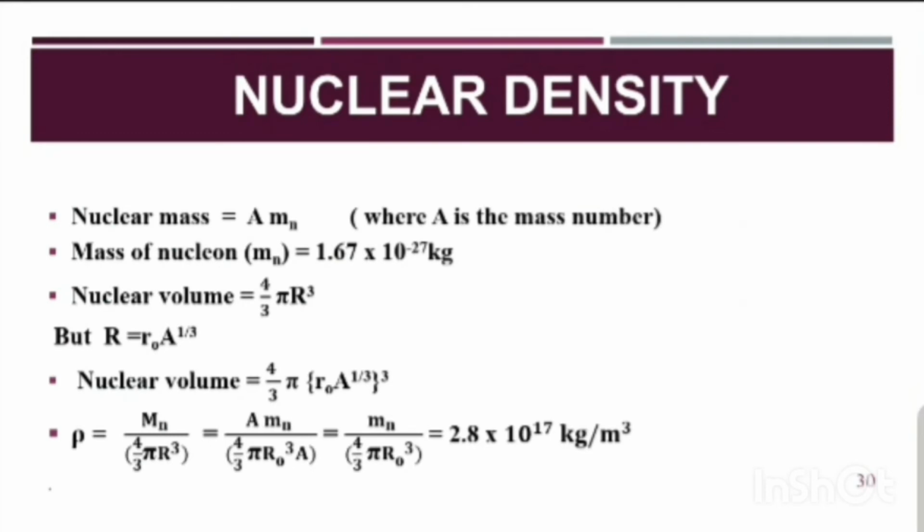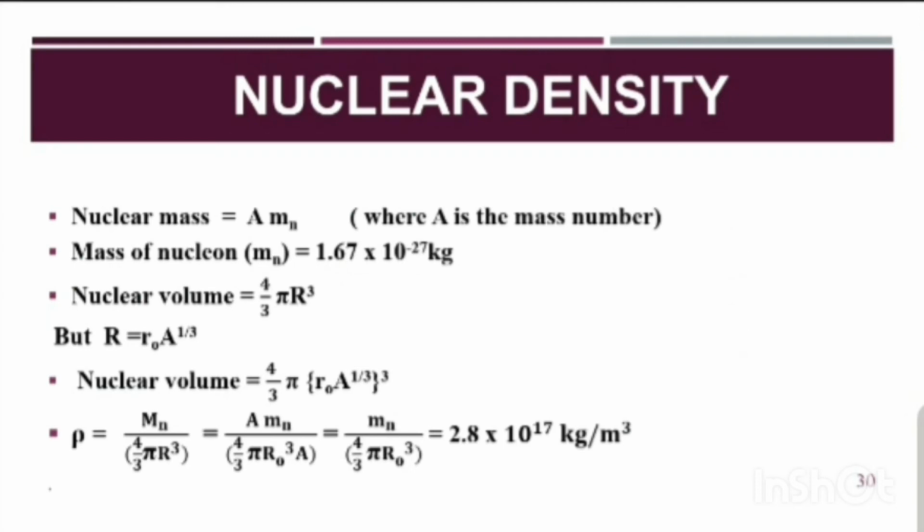The nuclear density of a typical nucleus can be approximately calculated from the size of the nucleus, which itself can be approximated based on the number of protons and neutrons in it. So, we can calculate the nuclear density with the help of the formula density equals mass by volume, where in this case nuclear density is equal to nuclear mass by nuclear volume. Here nuclear mass is equal to A·mn, where A is the mass number and mn is the mass of a nucleon, which is equal to 1.67 × 10^-27 kilogram.